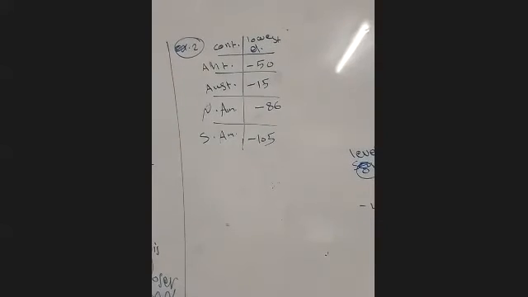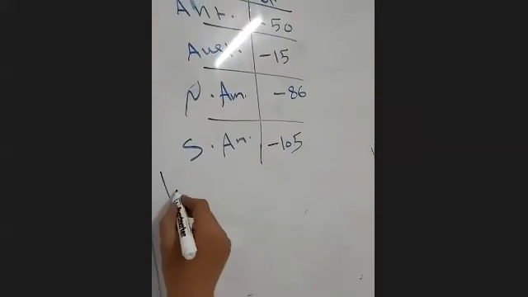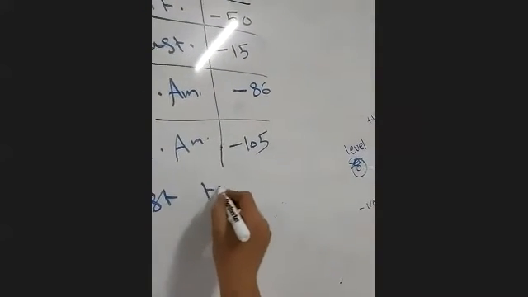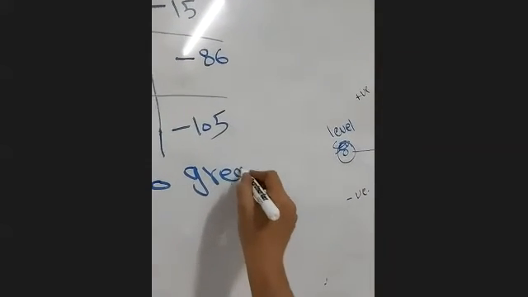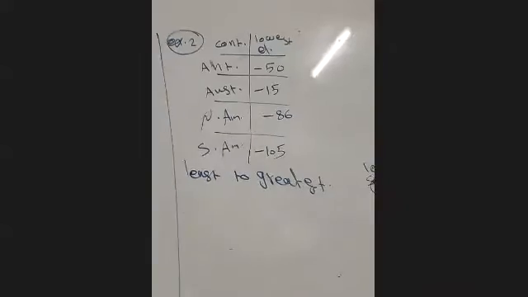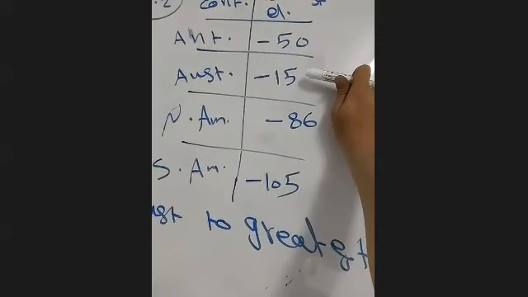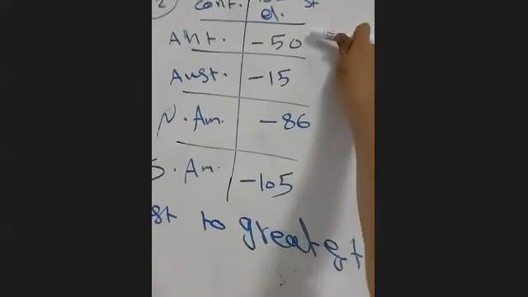Let's order them from least to what? Greatest. What is the least continent? Australia. Why does Australia have the least? Because it is closer to the zero. So Australia has the least integer between them, right?